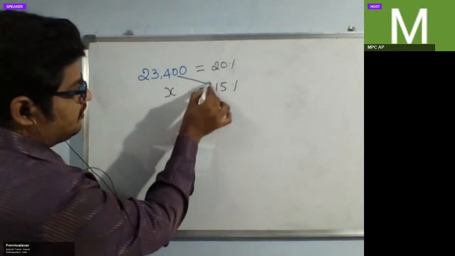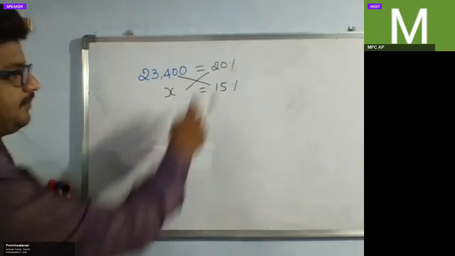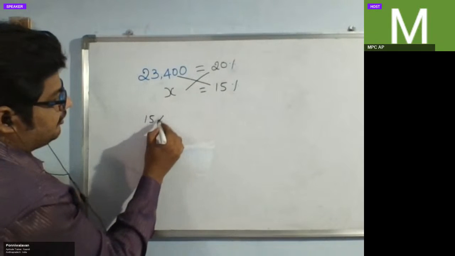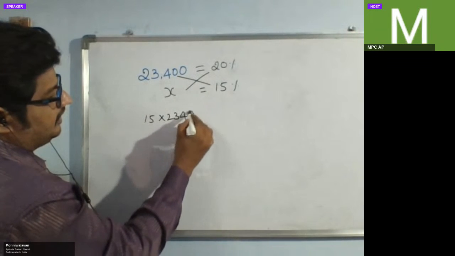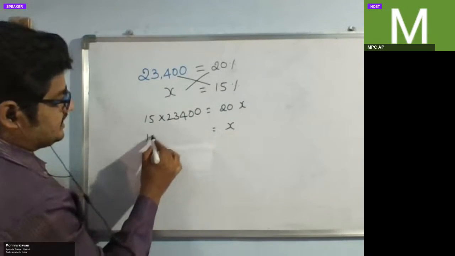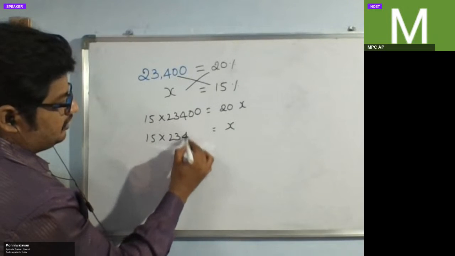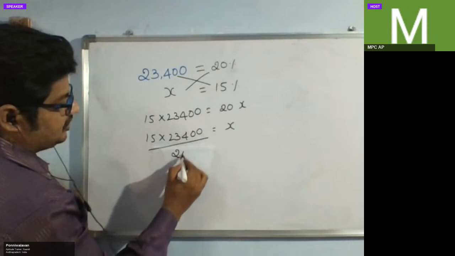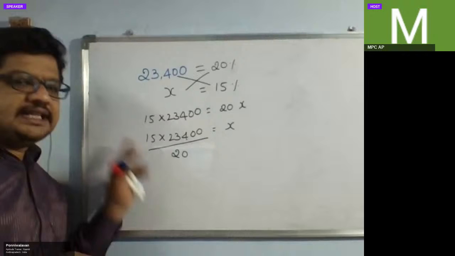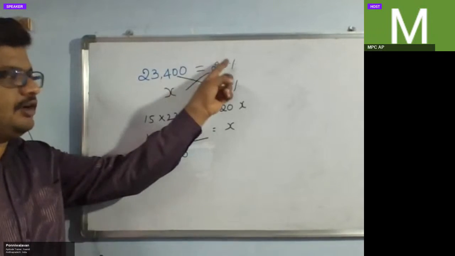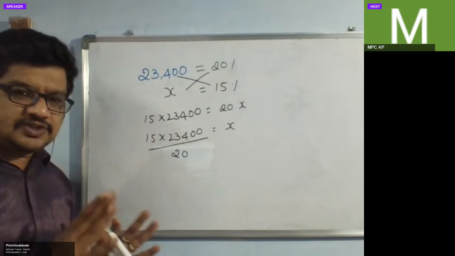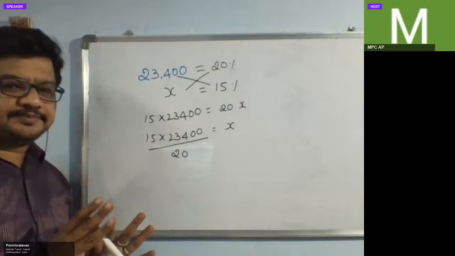Cross multiplying it, you will get the answer. Percentage on one side, value on the other side, cross multiply. What will happen? 15 into 23,400 equals 20x. So x equals 15 into 23,400 divided by 20. Clear? This is the way to find the value of one percentage from another percentage. Is it clear?